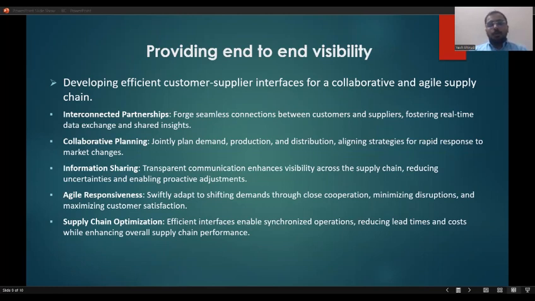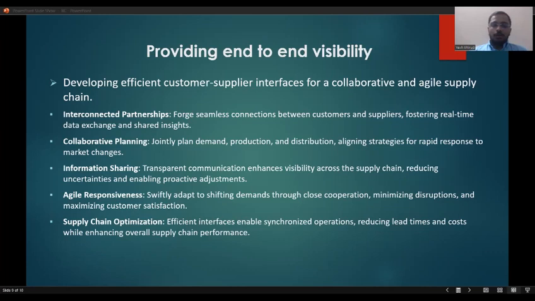Talking about the efficient customer supplier interfaces, it can be achieved by having interconnected partnerships, which will forge seamless connection between customers and suppliers and make it possible to share the data in real time.